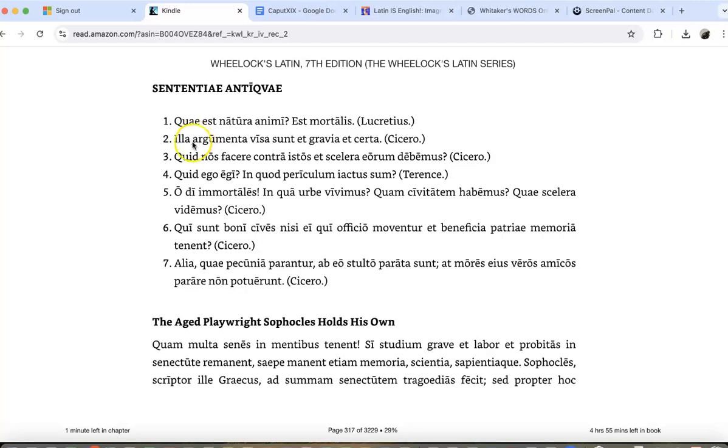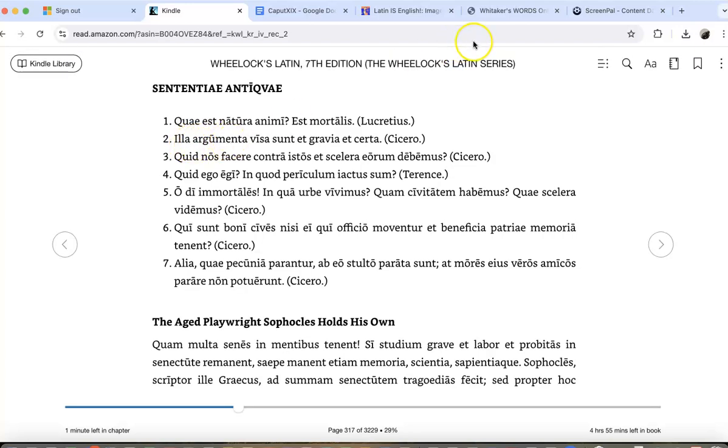All right, moving on to the next one. Illa argumenta visa sunt et gravia et certa by Cicero. A lot of the examples in our book are from Cicero, just because, one, he wrote the most, but two, I believe, I think this is what Wheelock was thinking. You don't need a lot of historical context or background to understand Cicero. His sentences oftentimes stand alone, so that's helpful for a foreign language in particular.